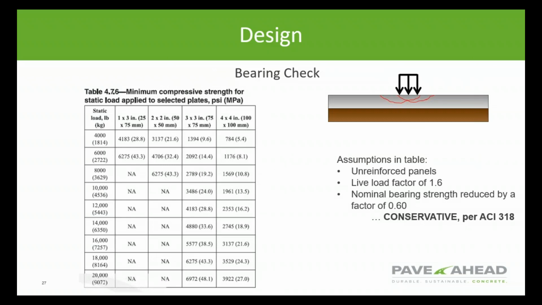So we'll use table 4.7.6 from the 17 document to determine the compressive strength needed for bearing stress applied by the trailer support. And you'll compare this compressive strength to the modulus of rupture that has been proposed for the project.